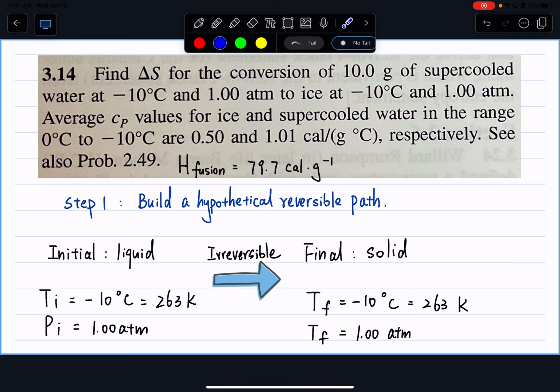Why does it say TF equals 1? That's final. Should it be PF? That's below. Oh, yeah, okay.